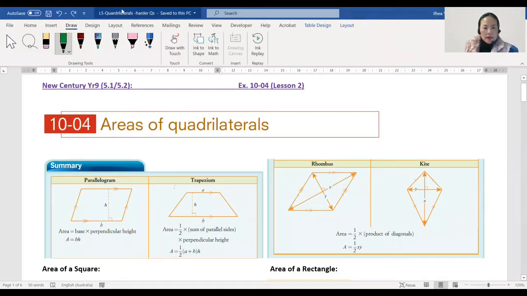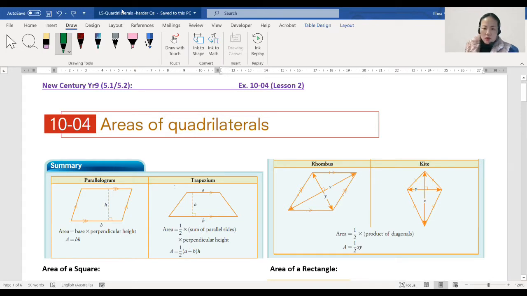All right. Today we're going to do areas of quadrilaterals, part 2, because I'm going to do a little bit more composite shapes and challenge questions. So let's have a look.